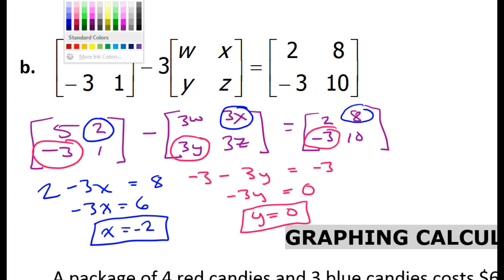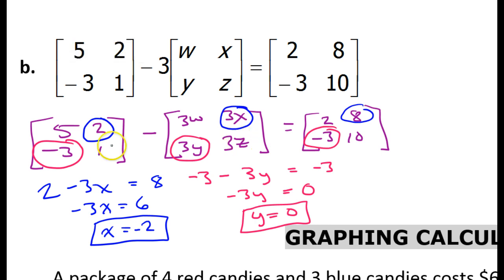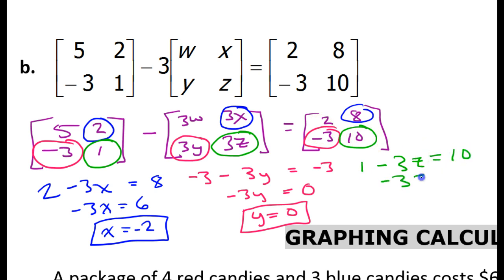Okay, and finally, the z term. These are the corresponding elements. So I can string these together and form the equation 1 minus 3z is equal to 10. Subtracting 1 from both sides, I get negative 3z is equal to 9. Dividing both sides by negative 3, I get z is equal to negative 3. And that's it.